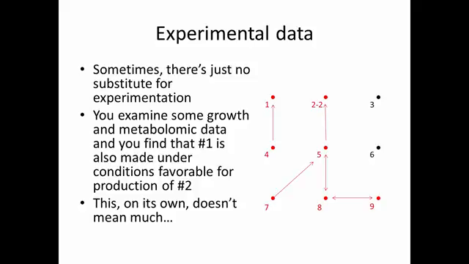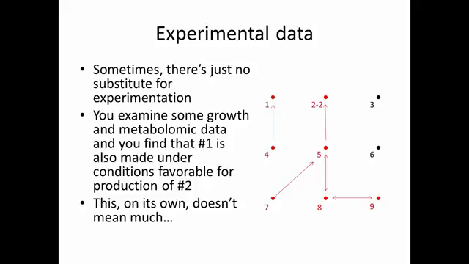And of course we can also use experimental data. Sometimes there's just no substitute for experimentation. It'll tell you, oh, something else is being made. We're getting byproducts made here. So if we look at culture broths, we can see, okay, we have number 2, our metabolite number 2, but look, we're also getting a lot of number 1. I wonder why that is.